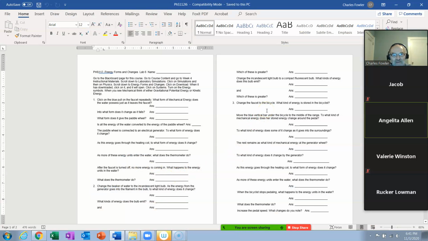It says the rest remains as what kind of mechanical energy at the generator wheel? Let's read what it's talking about. To what kind of energy does some of it change as it goes into its surroundings? Did you get that one? Yes, sir, that goes in the thermal. The rest remains as what kind of mechanical energy? Now remember, mechanical energy is one of two types, kinetic or potential. So which one do you think that would be? Is it kinetic? Yes, because it's turning the wheel. That's energy of motion, so that would be kinetic. Absolutely.